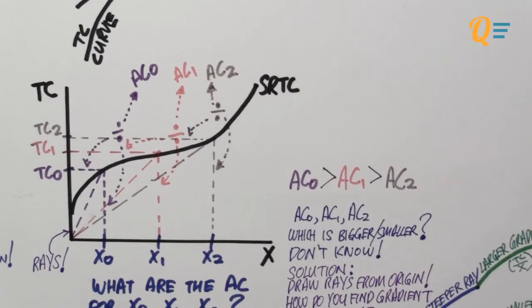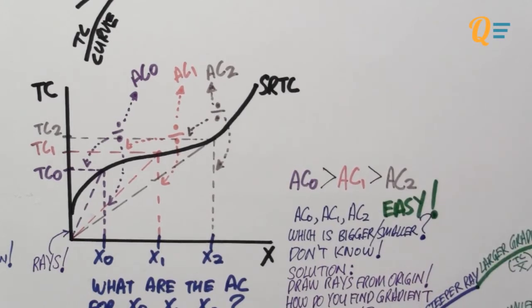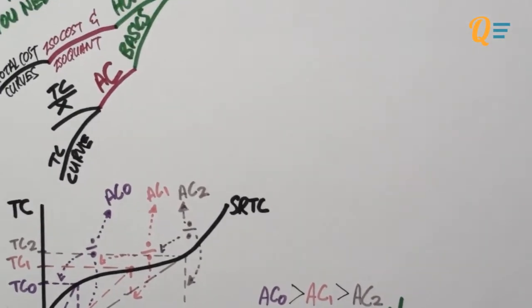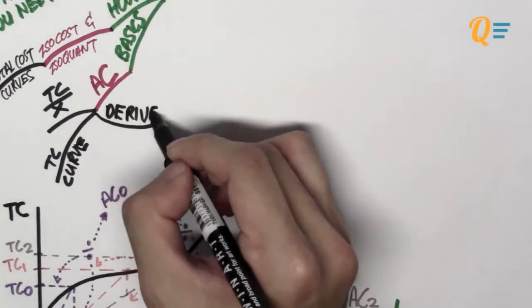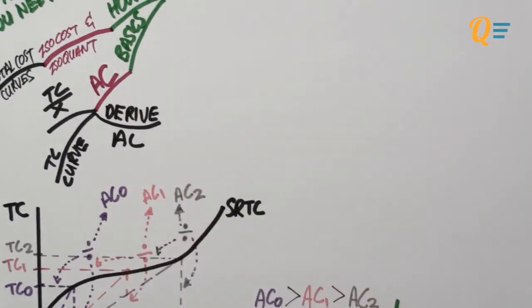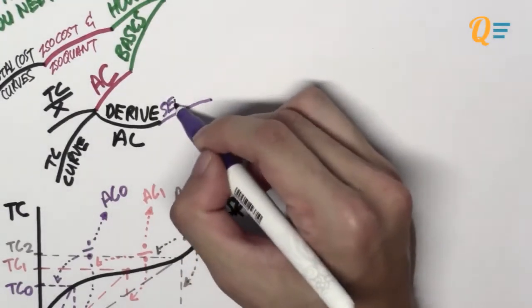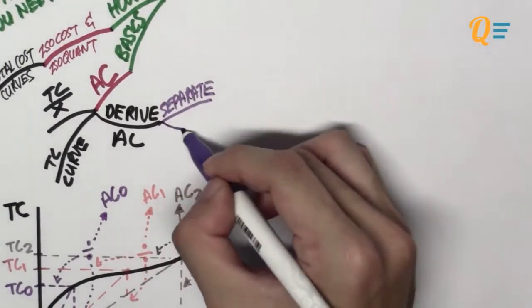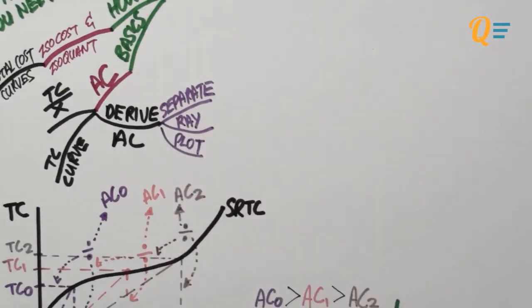So you see, it's actually pretty easy if you think about it this way to derive your average cost curves. I'm going to show you an example of how to derive one average cost curve from a regular short run total cost curve. So I'm going to derive this AC right now. I'm going to offer you three very simple steps. First, you separate. I'm going to talk about that later. Then you find out what the rays are, and then you plot the graph.